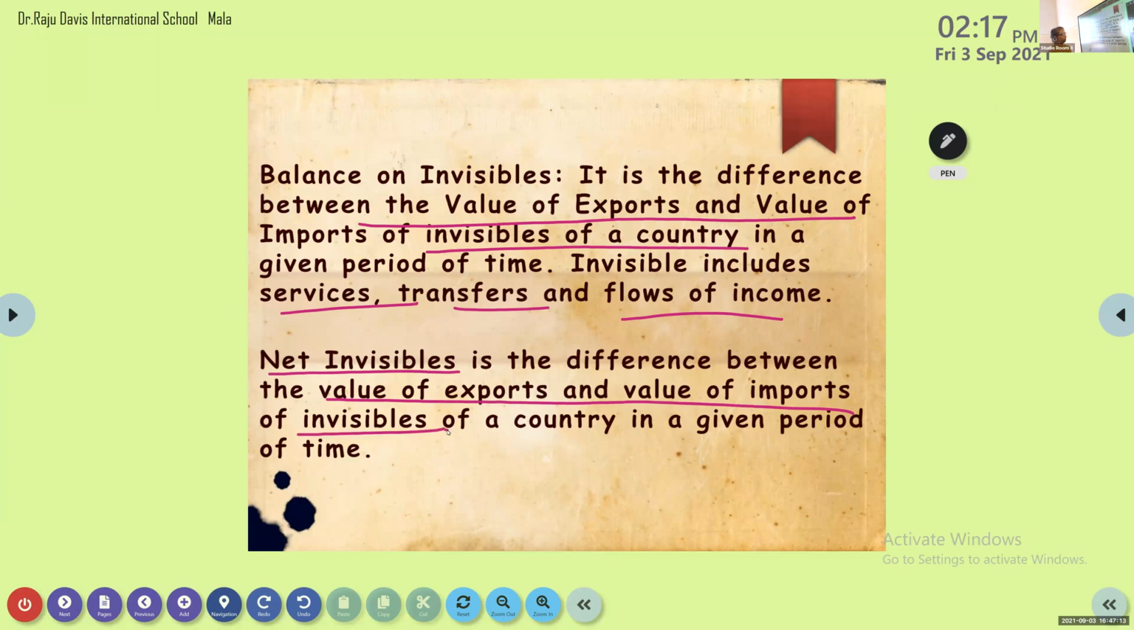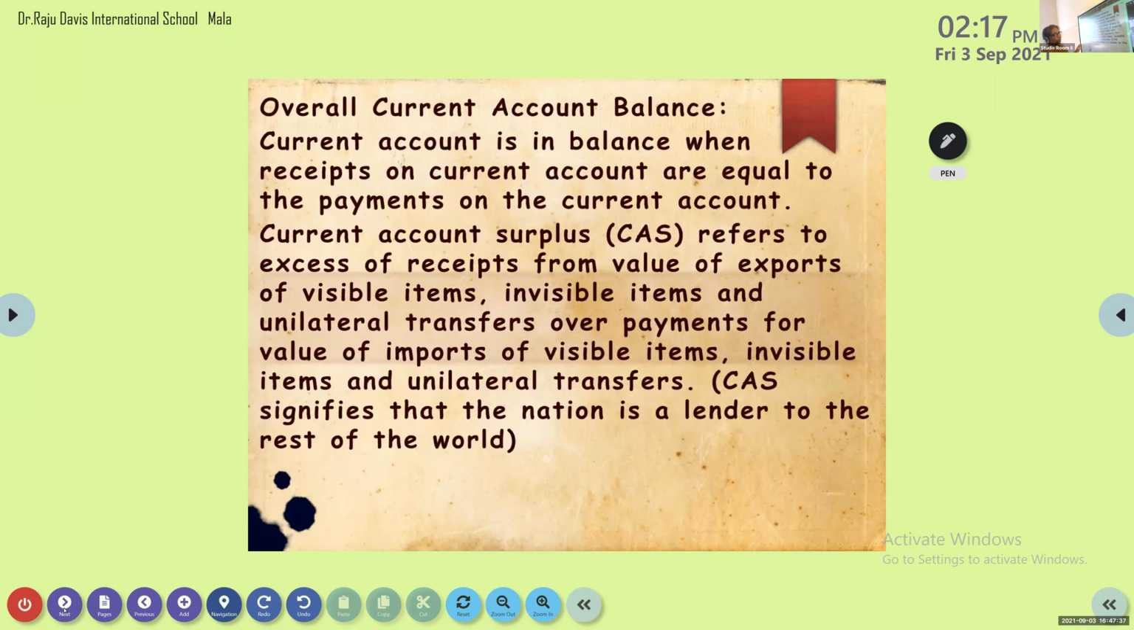Another important point related to net invisibles: like NFIA that you have studied, the same way you can get the net invisibles also. It is the difference between value of exports and value of imports in the case of invisibles of a particular country. Next one, all these things I told now are related to the current account. Now, what do you mean by overall current account balance?